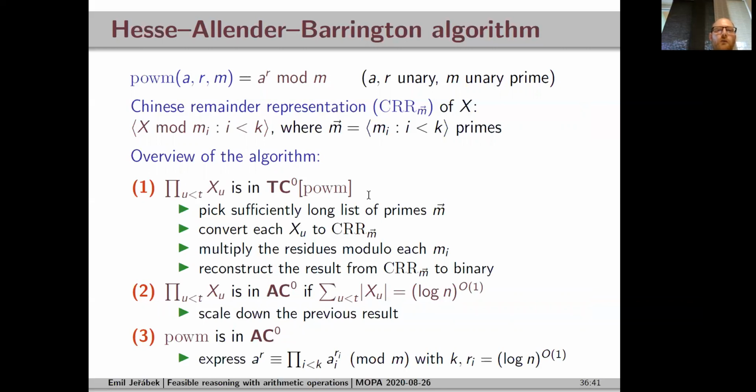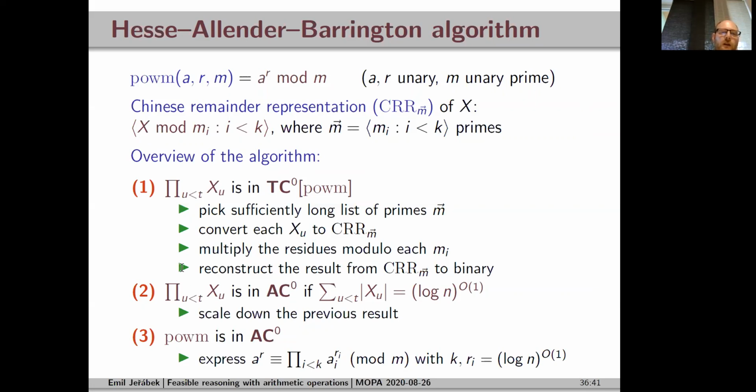This works by first converting all these integers to this Chinese remainder representation modulo a sufficiently long list of primes. Then we just multiply the individual residues using this powering function, or actually using an iterated multiplication of small numbers modulo small primes, which we can define from this. So we multiply all these residues individually, and then we reconstruct the result back from the Chinese remainder representation. This is the most complicated part of the algorithm, how to do this.